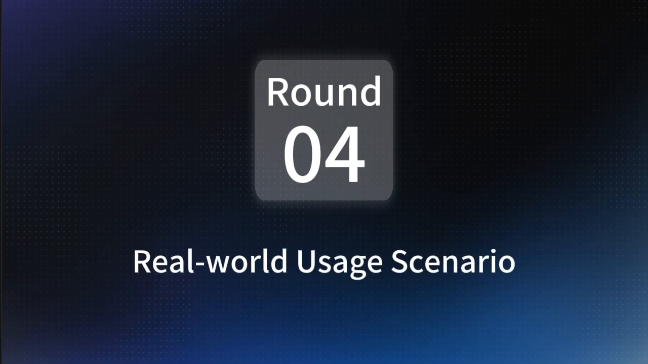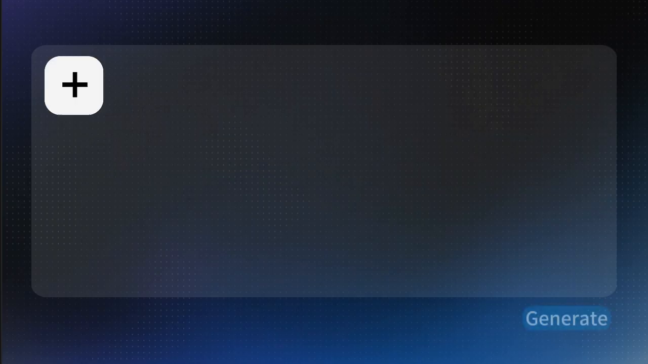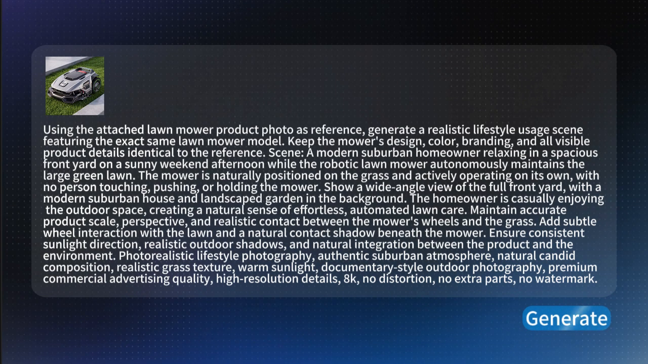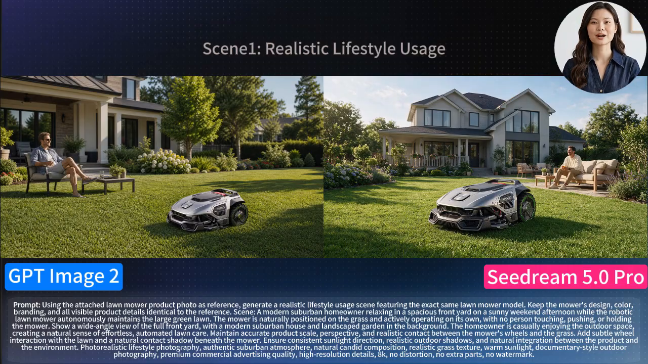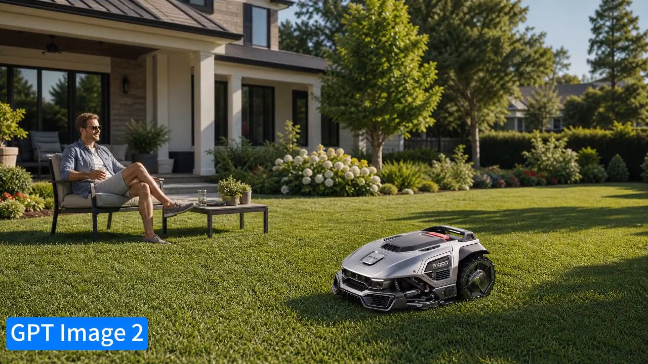Next, let's compare how these two models generate different usage scenarios for the lawnmower. First, the residential backyard scene. The results are quite close, and each model has its own strengths. GPT Image 2 produces a more natural image that feels closer to a professional commercial photo shoot. However, the lawnmower appears relatively small in the frame, which means some product details are less visible if the image is used as an e-commerce hero image.